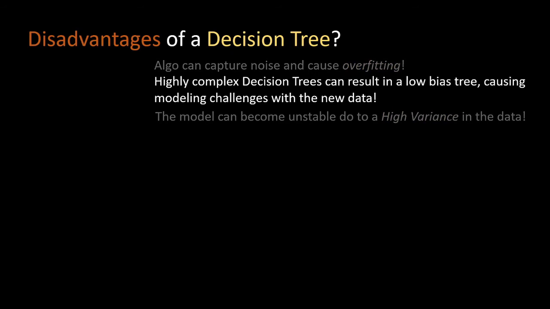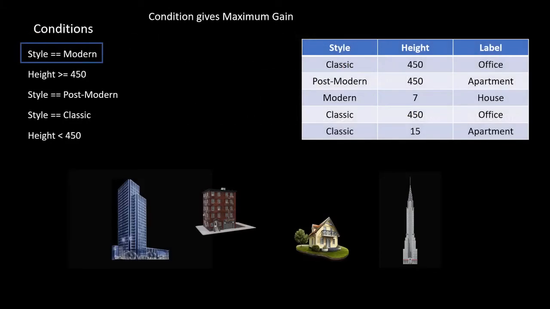Okay, and here's one of the disadvantages of doing this right now. Highly complex decision trees can result in a low bias tree, causing modeling challenges with the new data. But this isn't overly complex in this particular case. But what I want to do is look at this and say, well, why is it that I'm choosing style equals modern? Okay, because style equals modern only shows up once on my little chart there under modern.